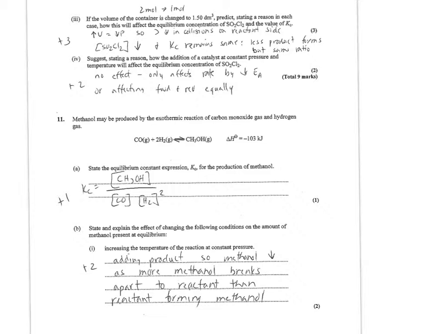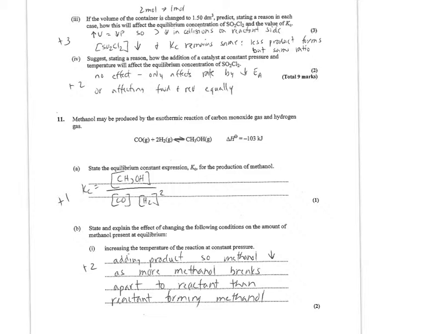And then 4, suggest, stating a reason, how the addition of a catalyst at a constant pressure and temperature will affect the equilibrium concentration of SO2 and SO2Cl2. So this one they're only asking about the equilibrium concentration or the yield, and it's from a catalyst, so most of you knew there'd be no effect. It only affects the rate. And for the reason why, you have to say either because you're lowering the activation energy or because you're affecting the forward and reverse reactions equally.